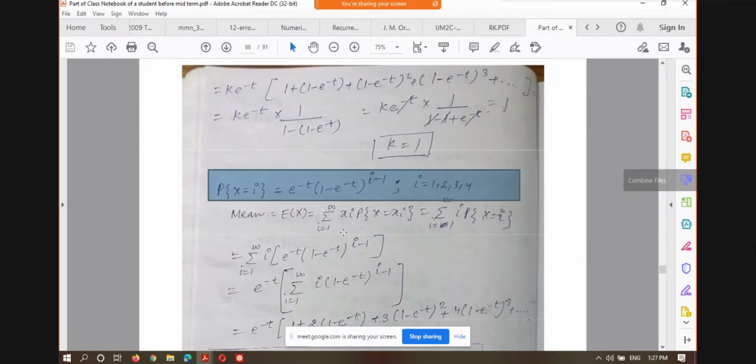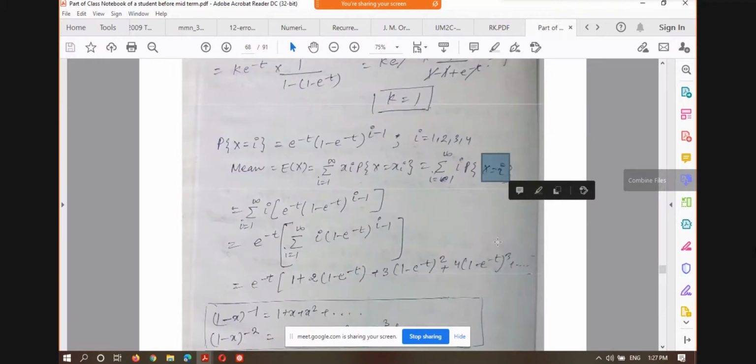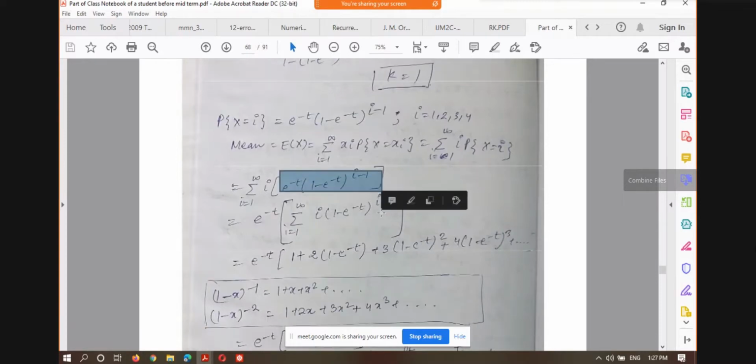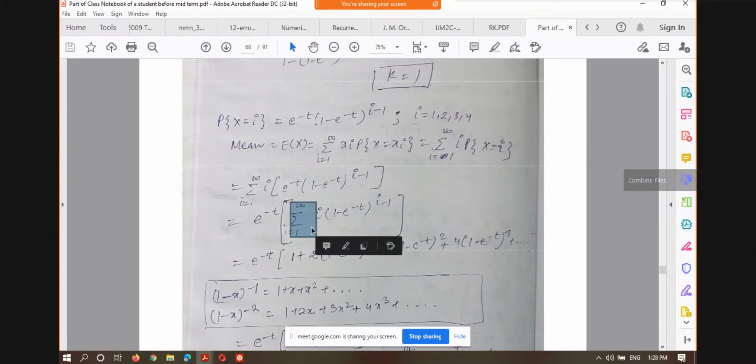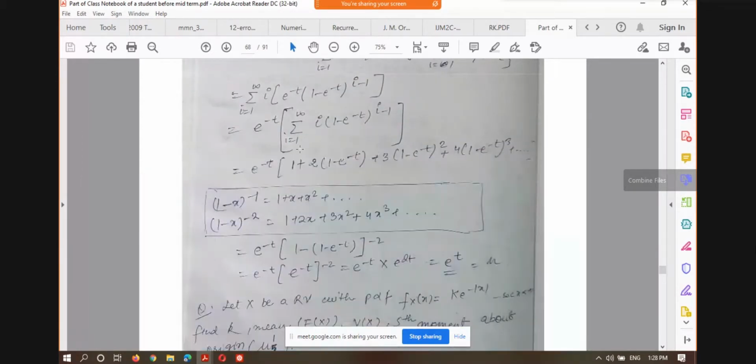Now you have to calculate its expectation or mean. Mean, from the definition, is the sum of xi times the probability at xi. But here xi is actually i. So you can write summation i goes from 1 to infinity of i times the probability that x equals i. The probability that x equals i is actually this one, so you have written this one here. And then this e raised to power minus t is independent of the index of the summation i, so it will be out, and you are having this one. And finally, you expand it, and you will get this one.